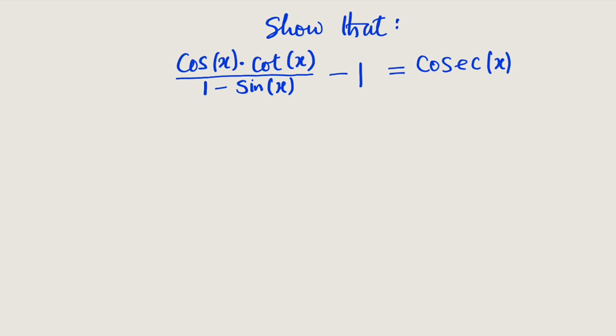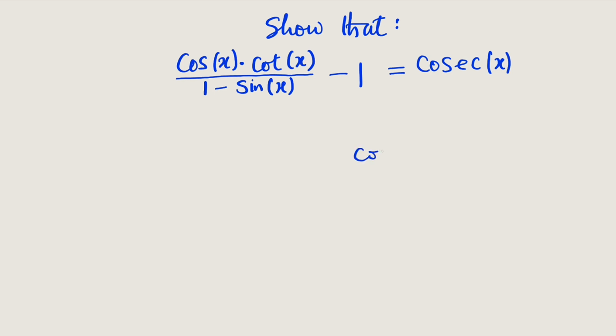If I may advise you, whenever you are given expressions like this, always work on the more complicated side. Therefore, I'm going to work on the left hand side to show that it is equal to the right hand side. On the left hand side, we have combinations of cosine, sine, and cotangent. So I want to transform them all in terms of cosine and sine.